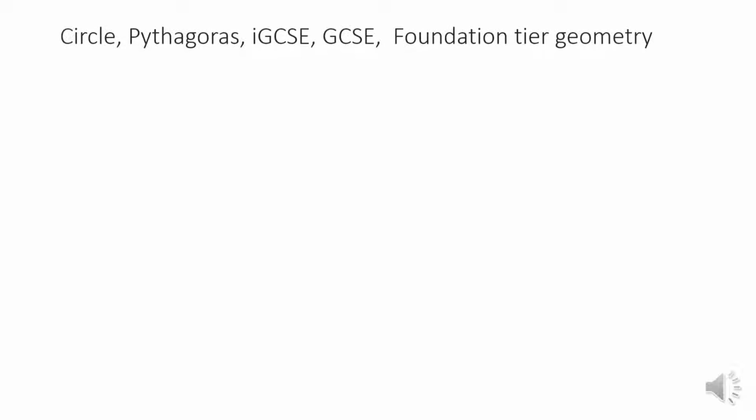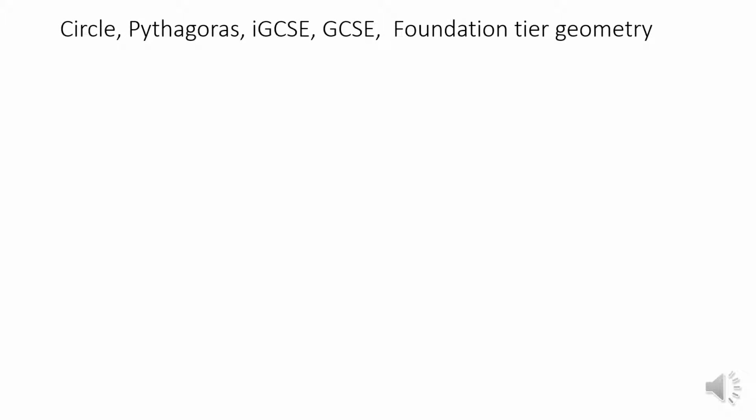Well, hello and welcome to this exercise on circle and Pythagoras, a GCSE Foundation tier geometry type question. In the new grading system, this will probably be a 3 or 4, certainly not 5. It says not drawn to scale. Now, you must not assume anything is drawn to scale unless it says so, unless it is implied.